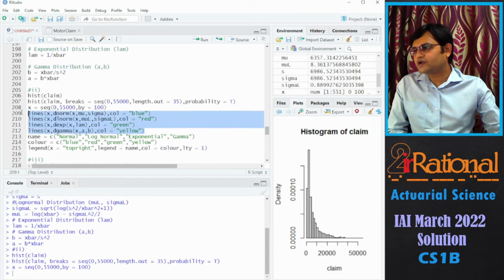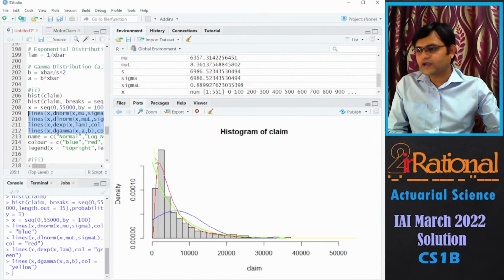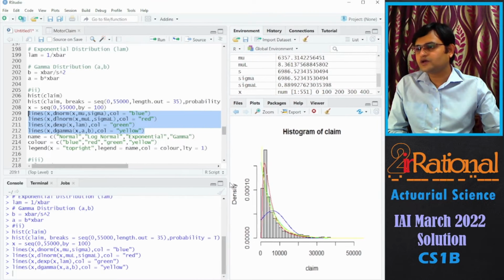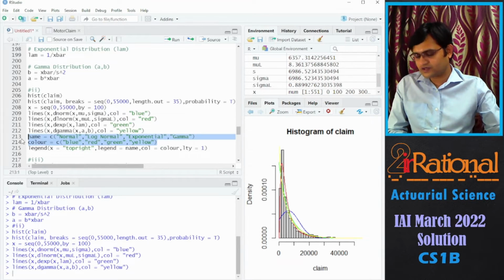For all four, I will run them and we'll see the 4 lines, right? So you can see that the most likely distribution is going to be a log normal distribution, or maybe the yellow seems to be also very close to the graph. So maybe gamma distribution or the log normal distribution. We also want a legend. So for the legend, I have created the names, because these are the 4 names in that sequence, and also the colors. So normal for blue, log normal red, exponential green, and gamma yellow. So I will run this.